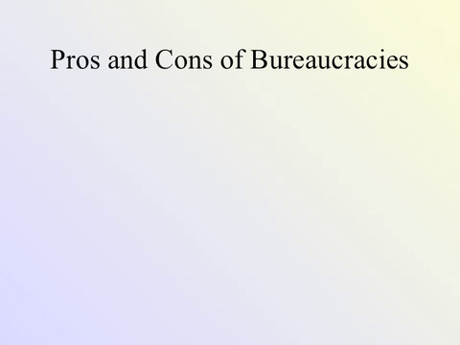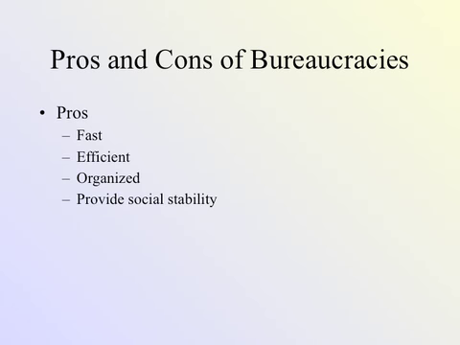All right, so bureaucracies are everywhere, and with anything in society, there are pros and cons to bureaucracy. Let's look at some of the positives. Bureaucracies are fast, efficient, organized, and they provide social stability. If you think about it, we crank you through high school in 4 years. We don't waste a lot of time. The time that we have together is used. It's very structured, right? You go to the same classes in the same order every day of the week.